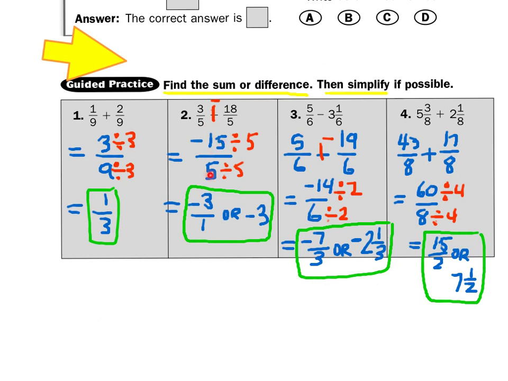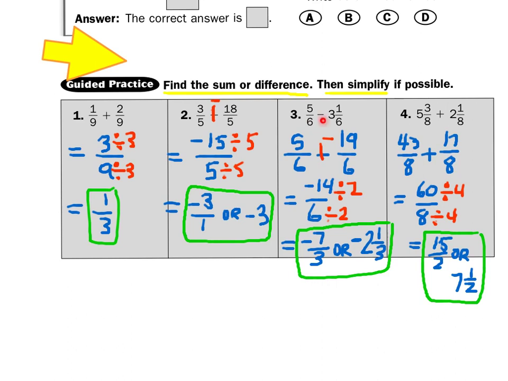Now with negative 15 and 5, I see 5 goes into both, so I reduce. Negative 15 divided by 5 gives me negative 3. 5 divided by 5 gives me 1. So negative 3 divided by 1 is just negative 3. And I can box my answer here. Take a look at number 3.